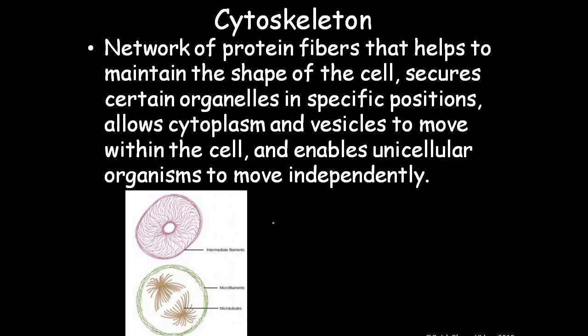Cytoskeleton. The cytoskeleton is a network of protein fibers that helps to maintain the shape of the cell. It's like a skeleton system in a human body. This small structure helps to maintain the shape and secures the organelles in specific locations, so they don't float here and there. It allows cytoplasmic vesicles to move within the cell and enables the organelles to move independently. So this is the cytoskeleton.